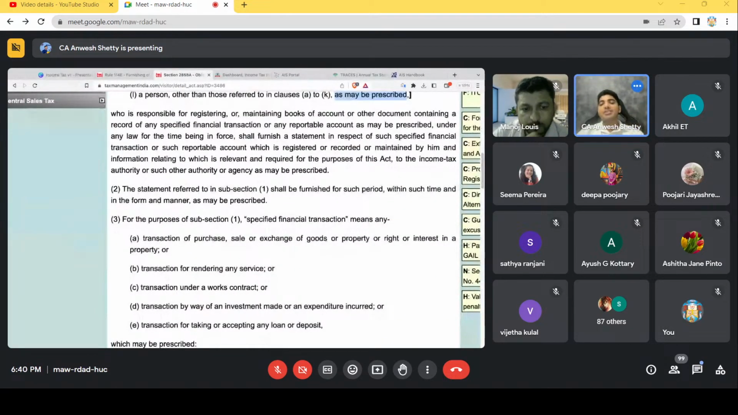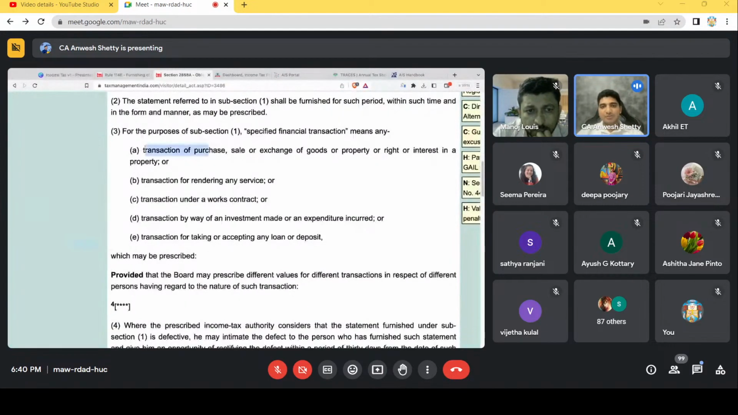But again, what do you mean by this transaction? Are they supposed to give all transactions? They are saying a transaction could be a purchase, a sale, or an exchange of goods, property or rights, all these details. If it is rendering of services, then also you're supposed to give details. If you're providing works contracts, or even if you're making an investment. We have seen in the TIS there was a purchase of a mutual fund. I just made an investment, and even that has to be reported. Also the transaction of taking or accepting any loan or deposit. So these many transactions may come under your specified financial transactions.